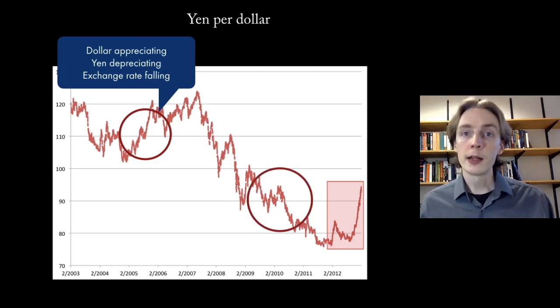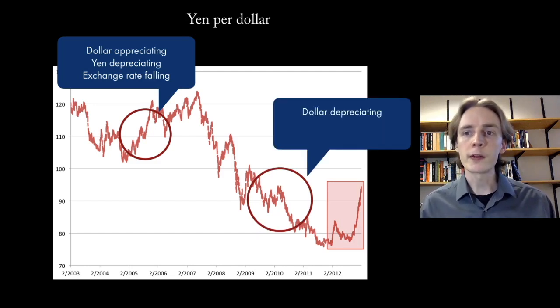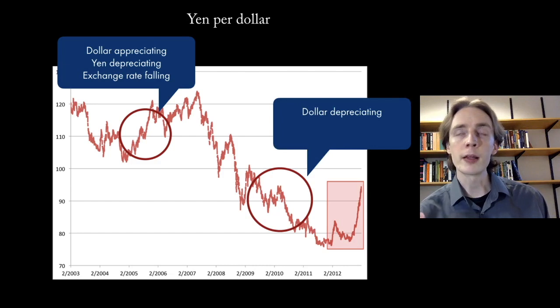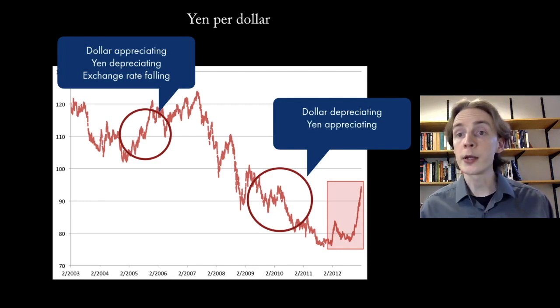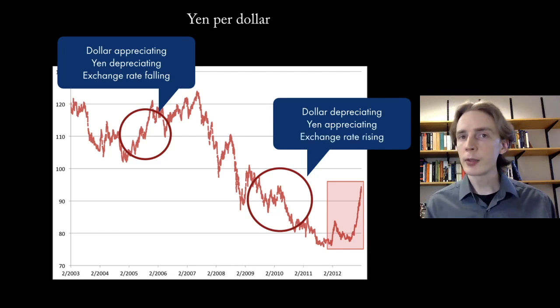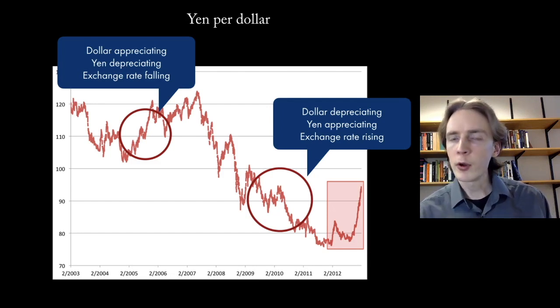Down here, it's the opposite. The inverse of the exchange rate is falling, which means that the dollar is depreciating. If yen per dollar is falling, that means that the dollar is getting less valuable now. And it takes fewer yen to buy $1, so yen are going to be appreciating. And so again, because this is the inverse of the exchange rate, the inverse falling means the exchange rate is going to be rising.